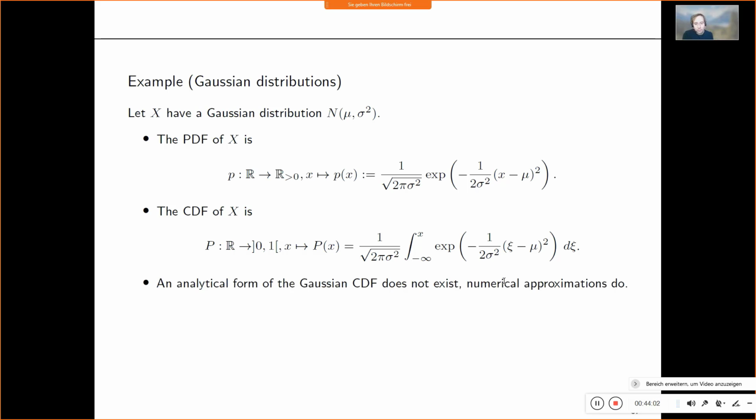However, this is not the case for the Gaussian. So this actually can only be evaluated numerically. Sometimes you see this also expressed in terms of the so-called error function, which then is something that needs to be evaluated numerically. So interesting fun fact, for the most important PDF in statistics, the CDF doesn't have a closed form but needs to be numerically approximated.